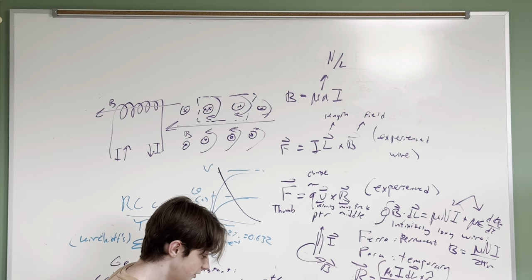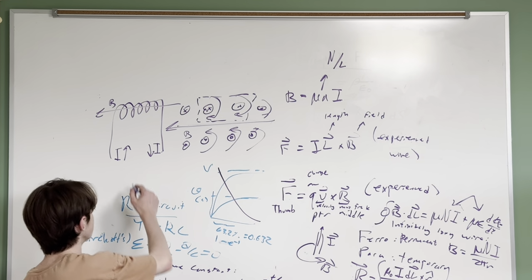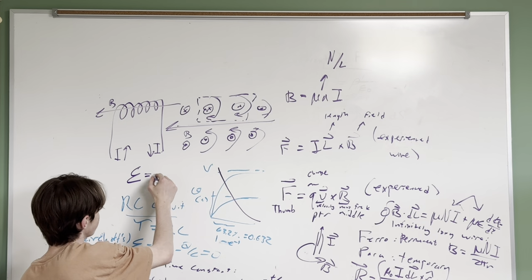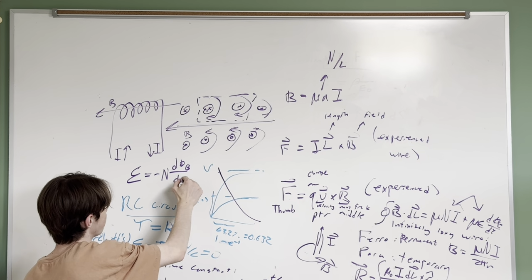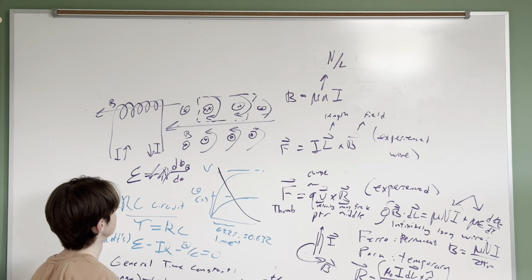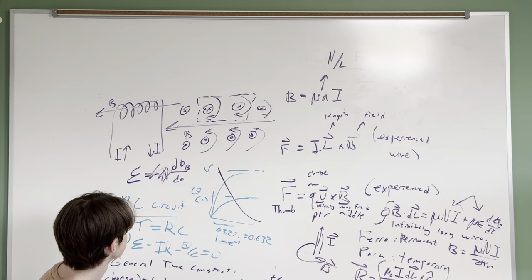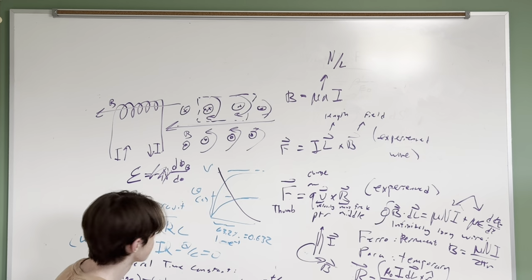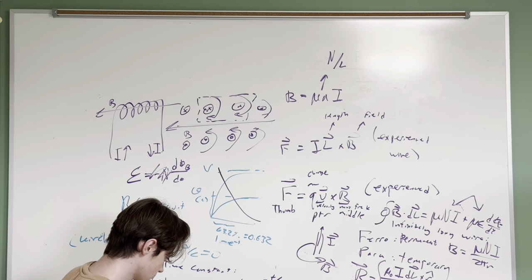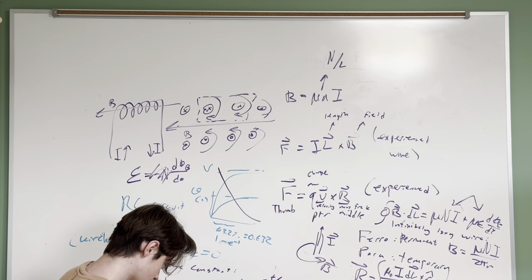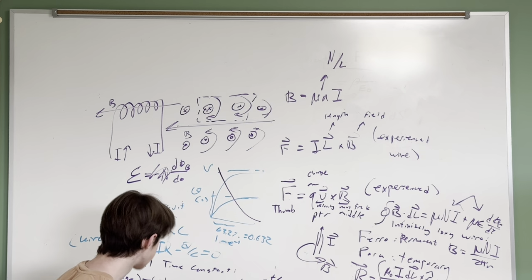Lenz's law: if you know how to apply Lenz's law, you're pretty much good with the entirety of the other thing. Induced EMF is equal to negative N dΦ_B/dt, but if there's one loop you can just get rid of the N. If there are multiple loops, make sure you keep the N in there. There's actually a question on there that uses that.